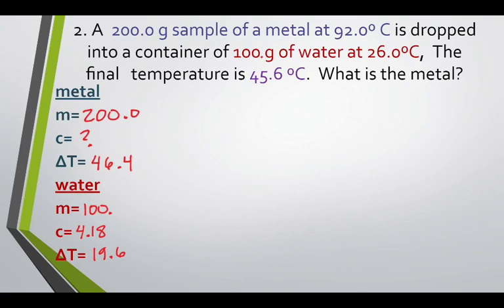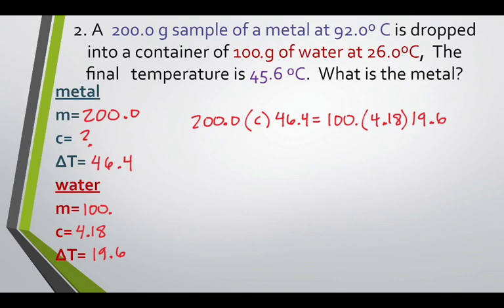So at this point, we should be able to plug in all of our numbers. Take our M of the metal, solving for our C. Oh, delta T is important there. Equals M C delta T.